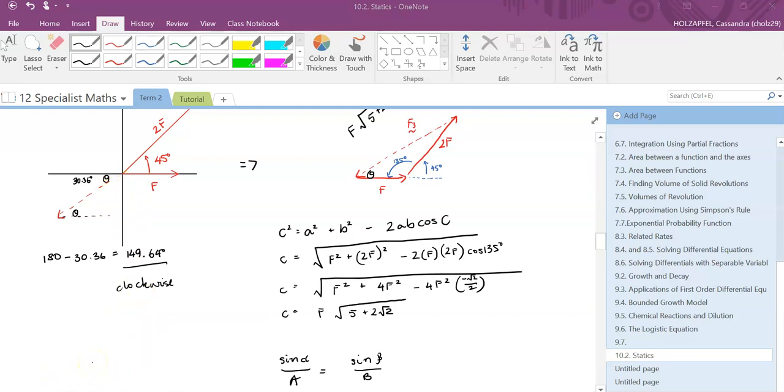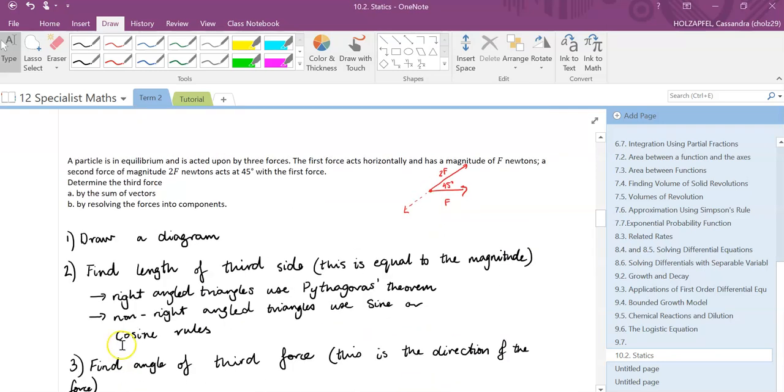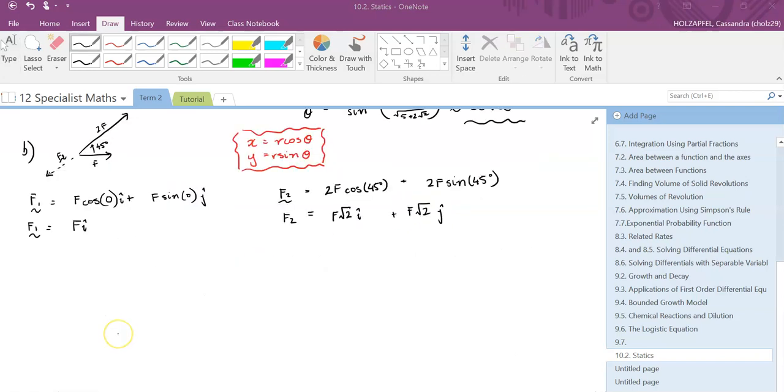Okay, so that's how we've used the sum of our vector forces. How would we actually go about doing this using the resolutes? So let's resolve the forces into their components by using our r cos theta and r sin theta rule, and then let's see if we can determine the value of the third force that way. So using my x is equal to r cos theta and y is equal to r sin theta formulas, I've been able to determine the vector resolutes of f1 and f2 here.